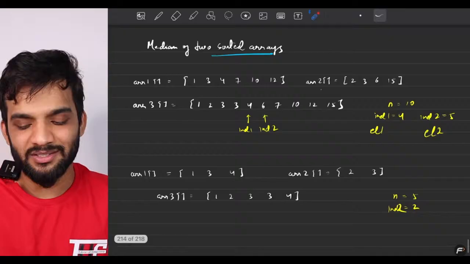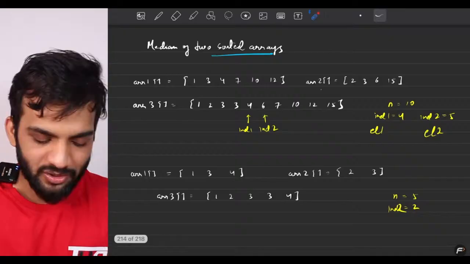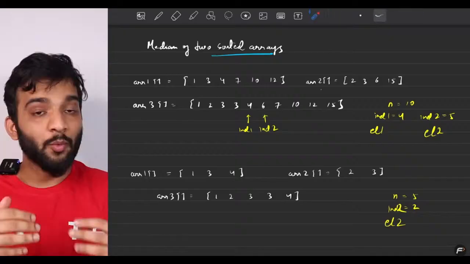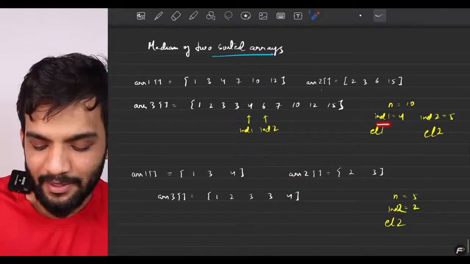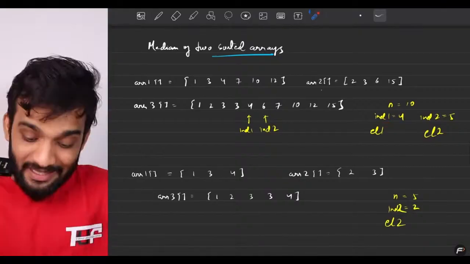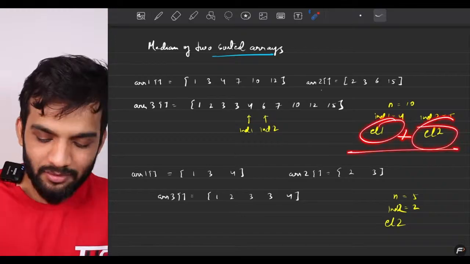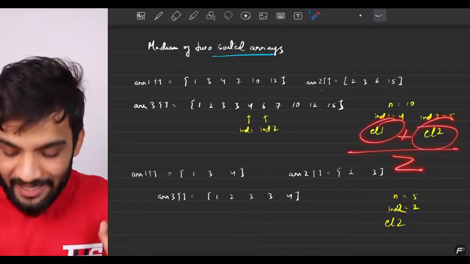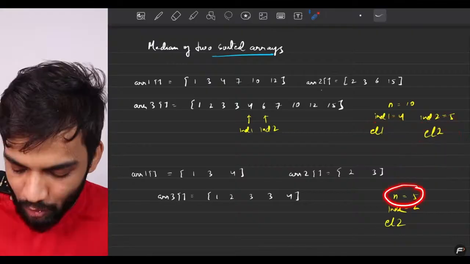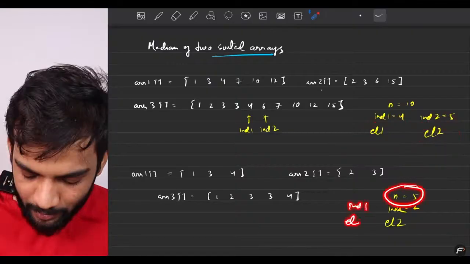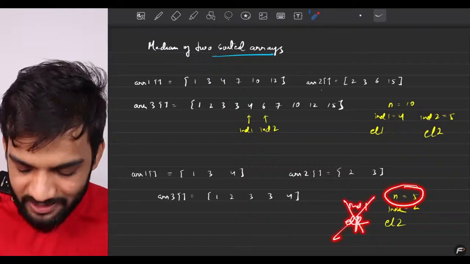I want to keep the same formula so that I don't have to write repetitive code. So element 2. So what I'll try to do is I'll try to find index 1 and index 2. In case n is even, I take both of these elements, sum and divide by 2. In case the element is odd, I will have index 1 and element 1, but I'll discard it and I'll just take element 2. That will be my answer.